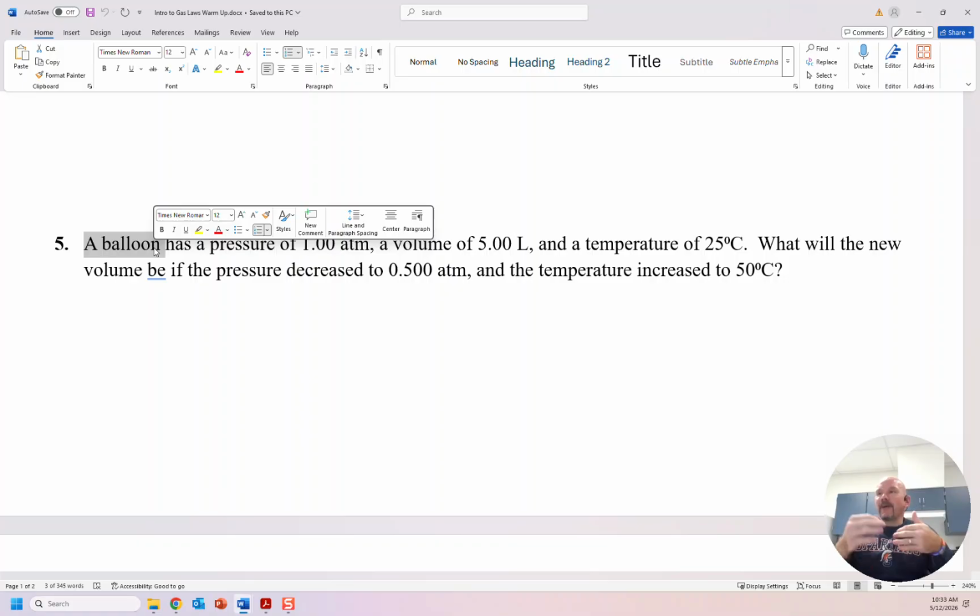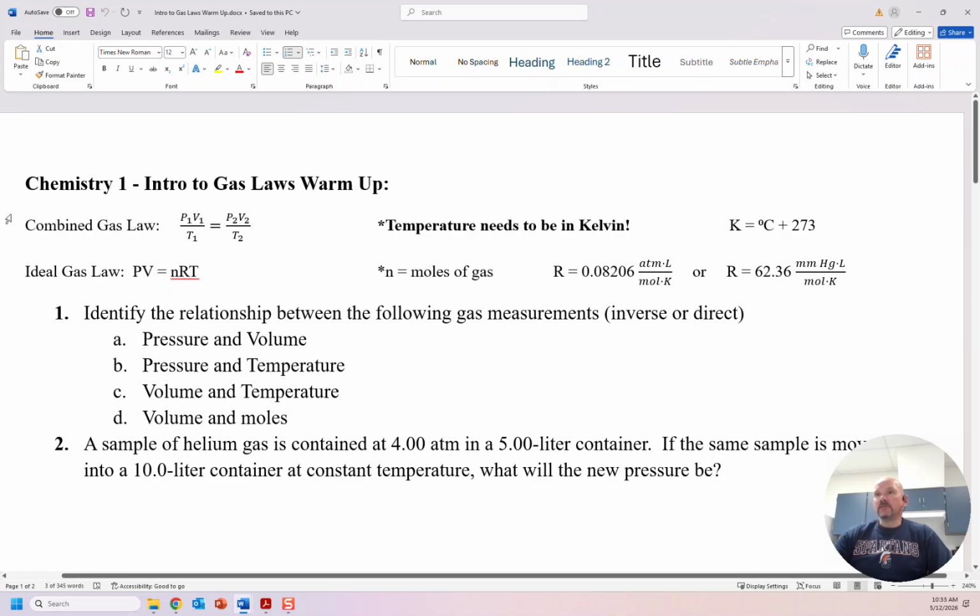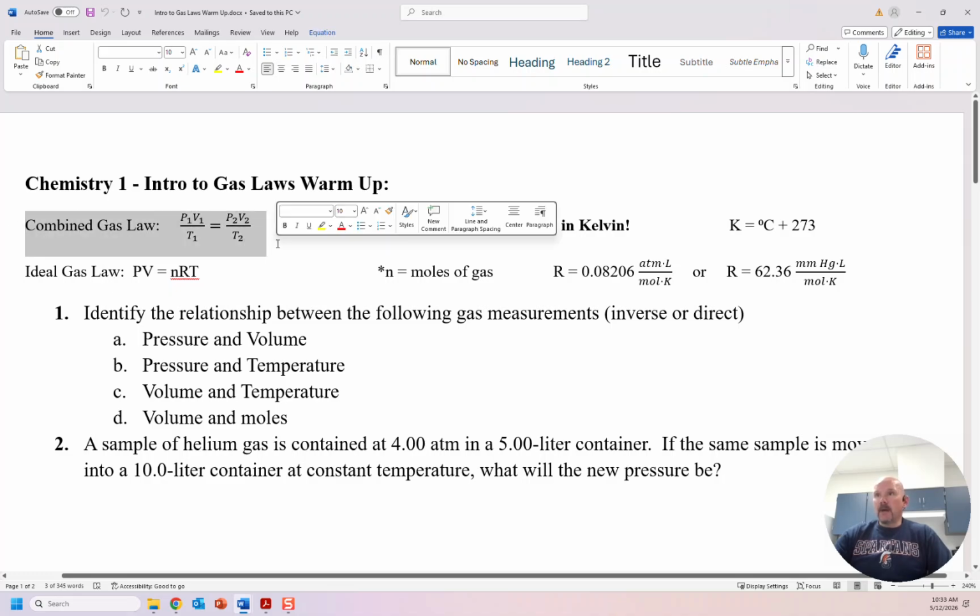So pressure's not being held constant in the sense of inside the balloon, but the balloon is flexible, so volume can change. Pressure's changing in this one, temperature's changing in this one. So we've got pressure changing, we've got temperature changing, we've got volume changing. The only thing that's being held constant is moles. So we need the gas law that has everything but moles in it. So this is when we need the combined gas law.